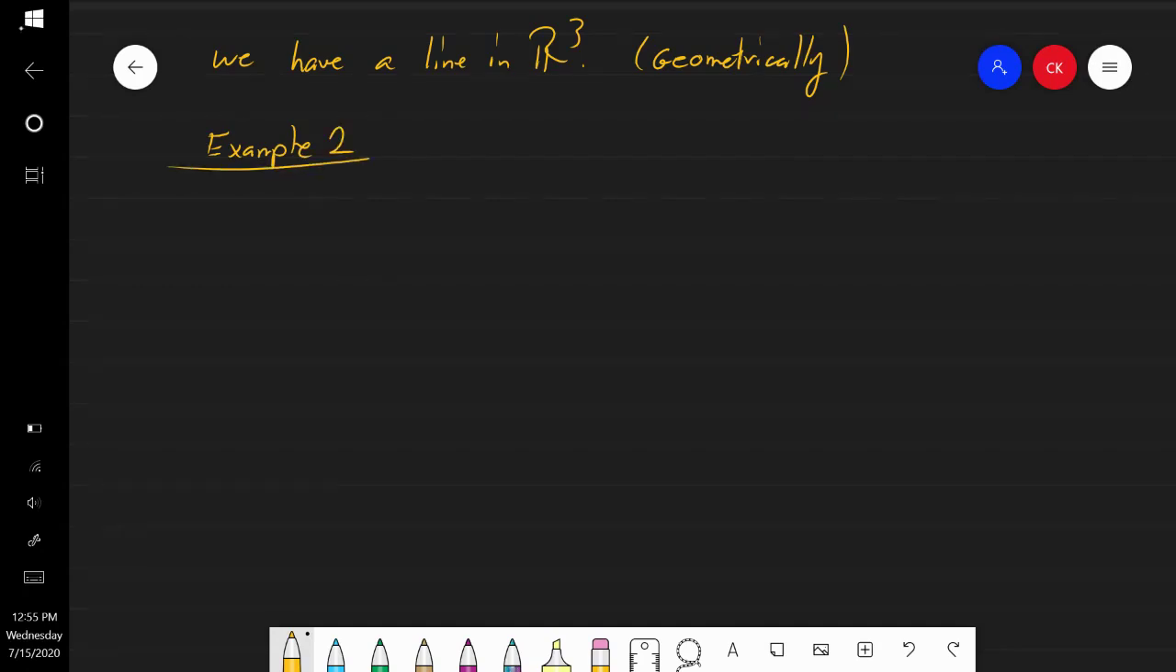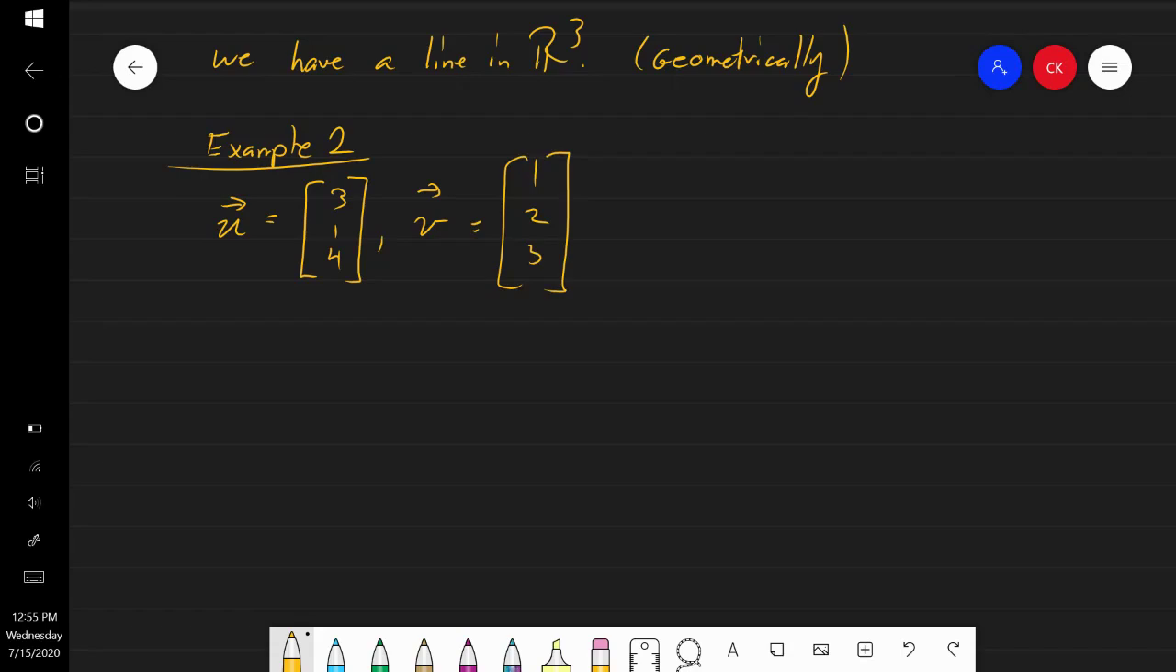So here's another example. We'll take a vector u to be equal to (3, 1, 4). And another vector v to be our same (1, 2, 3). And now let's talk about the span of these two. So the span of u and v. Which again is all linear combinations of these two vectors.